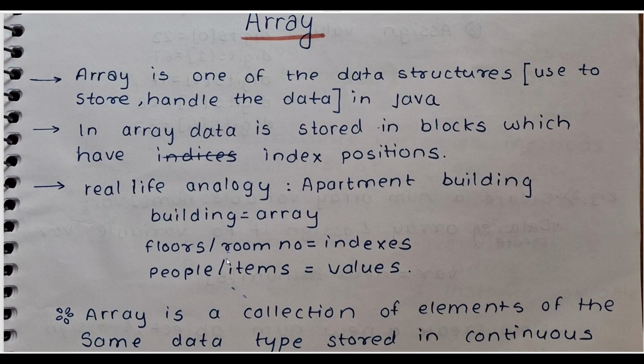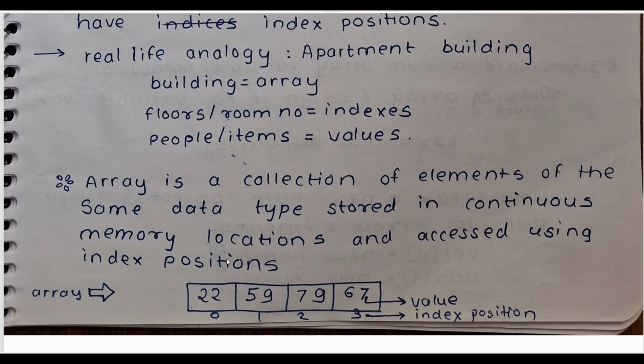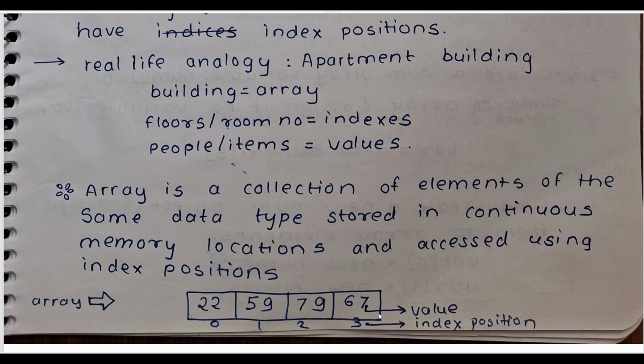Now, continuous memory location means the memory in your PC has some places where data is stored. So continuous memory locations mean one memory location after another: first, second, third, fourth. The indexes will always start from 0: 0, 1, 2, 3. And these, 22, 59, 79, 67, are the values, and these are the index positions.